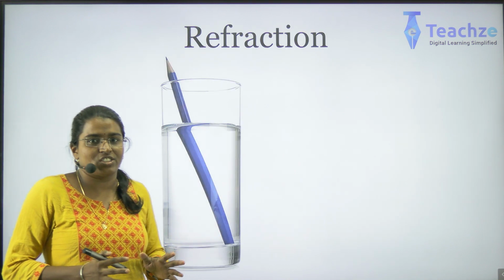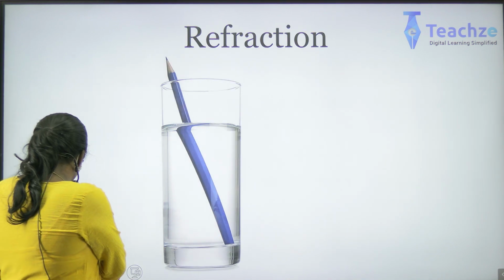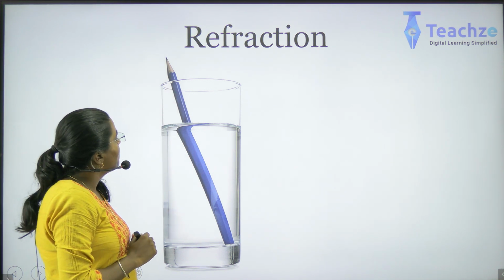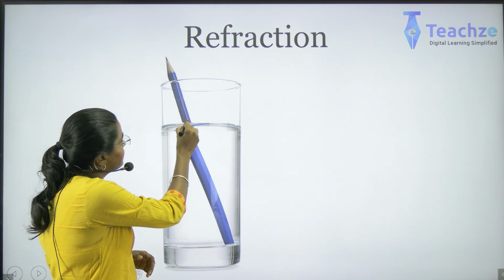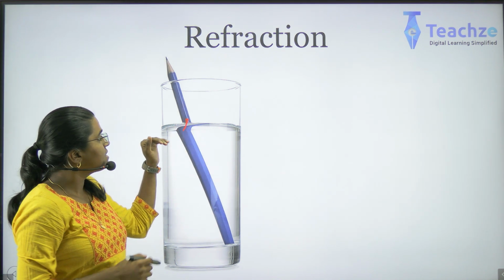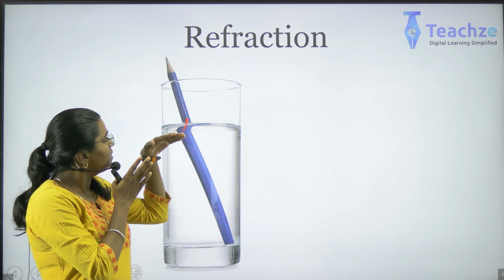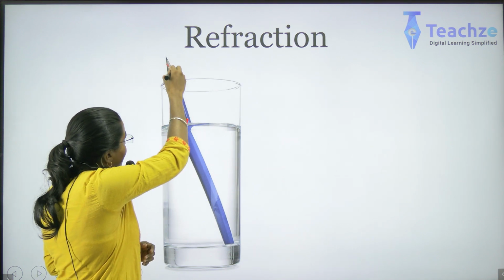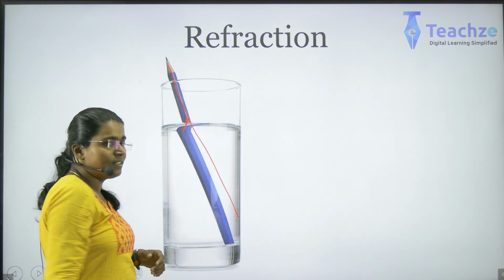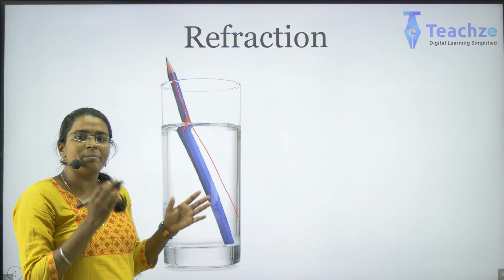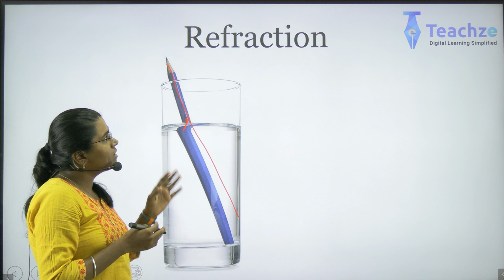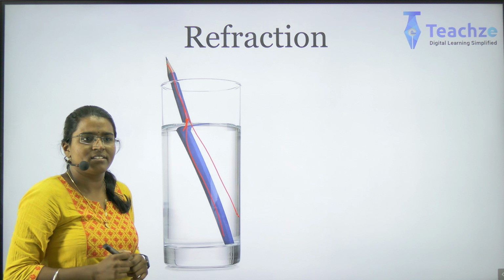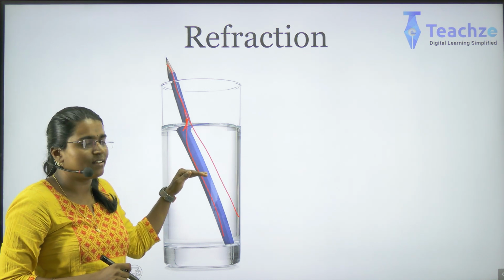So what is refraction? When you see this glass, a pencil is immersed in it, but there is a break here. It seems there are two parts of the pencil, but actually the pencil has to be like this, right? Why is it so? Why is there a break? We know that light travels in a straight line, but is this a straight line? There is a break, or there is a bend, right?